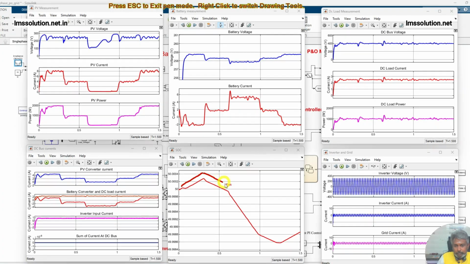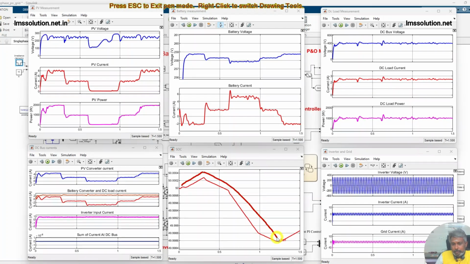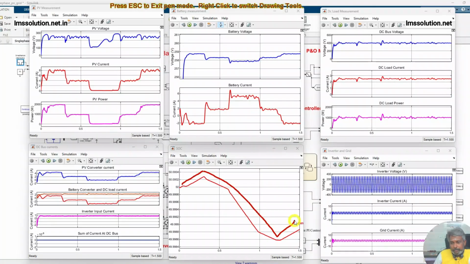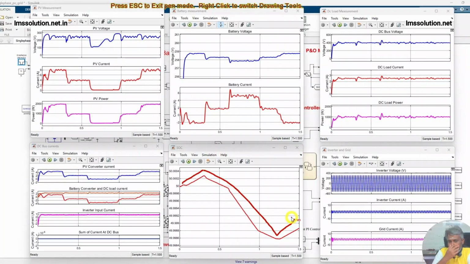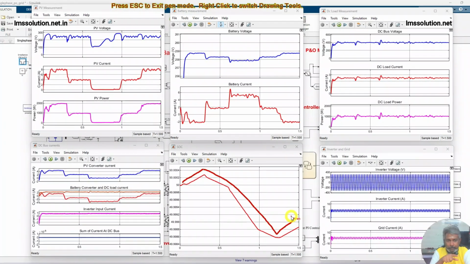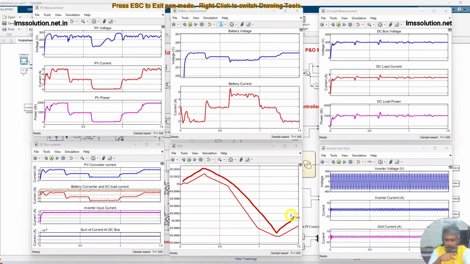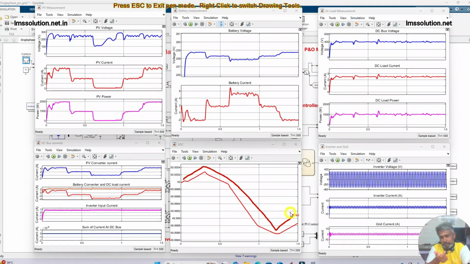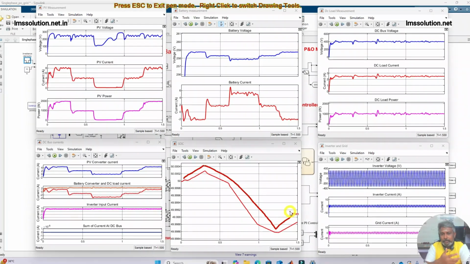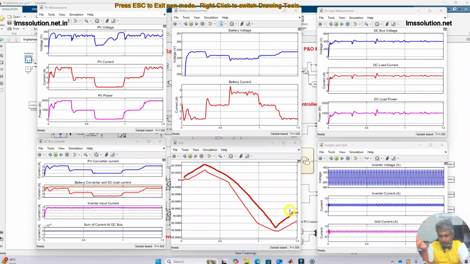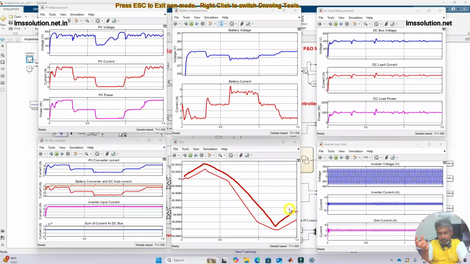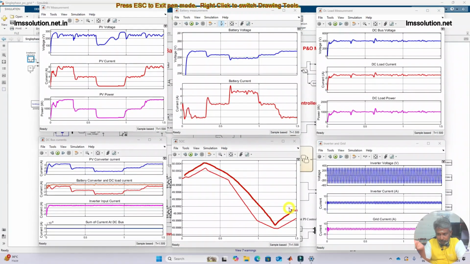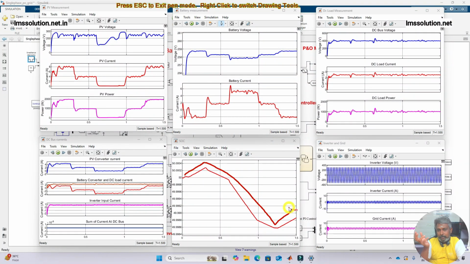So after that, at this point, the battery is in discharging mode. Then the battery goes into charging mode. This has happened because of the PV irradiation change. Whenever the PV irradiation comes to around 500 or less, and the battery has enough SOC, more than 10 percent, then the battery tries to discharge, to supply the load as well as supply power to the grid.